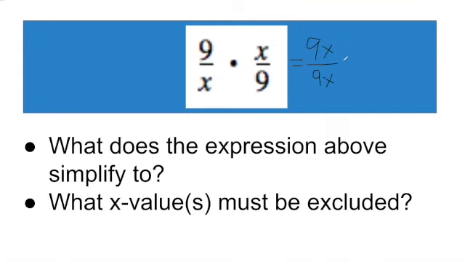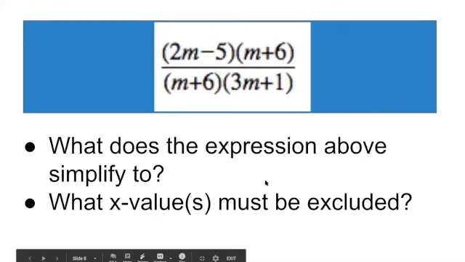And so now we do have the sets of 1. So we have 9 over 9 times x over x. So this is 1. 9 divided by 9 is 1. X divided by x is 1. So our final answer here is just 1.